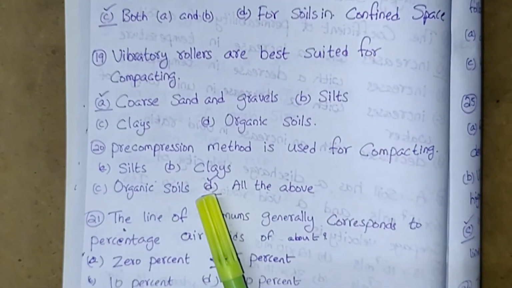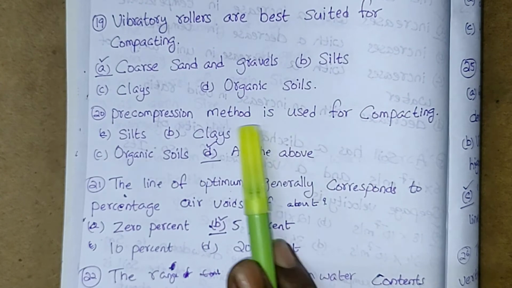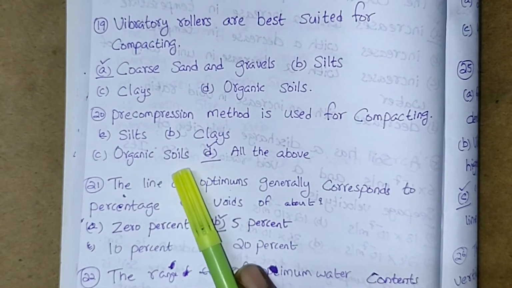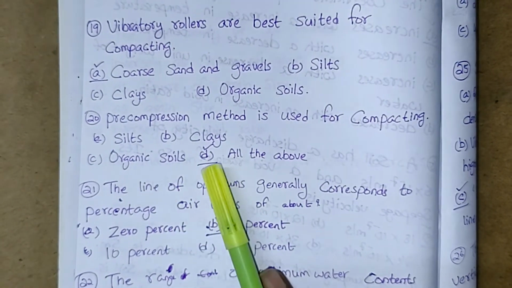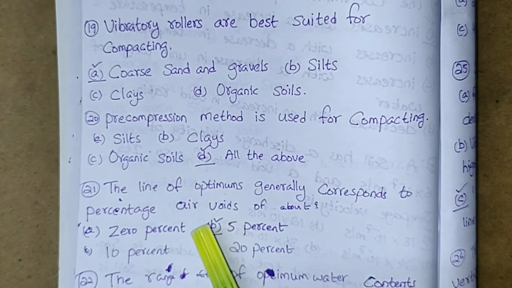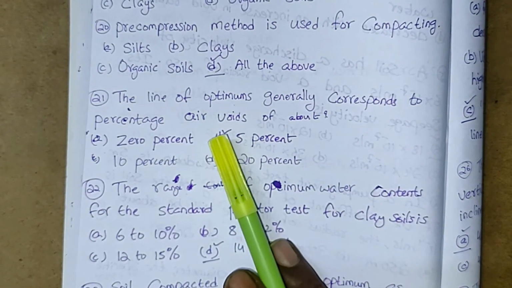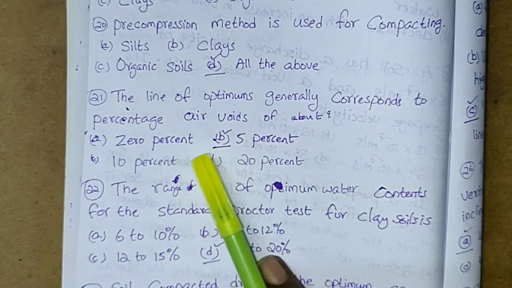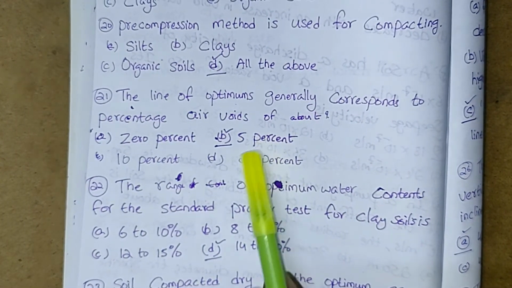Next, the pre-compression method is used for compacting silts, clays, organic soils, all of the above. So the answer is all of the above, that is silts, clays, organic soils. The line of optimums generally corresponds to percentage air voids of about 0%, 5%, 10%, 20%. So the answer is 5%.